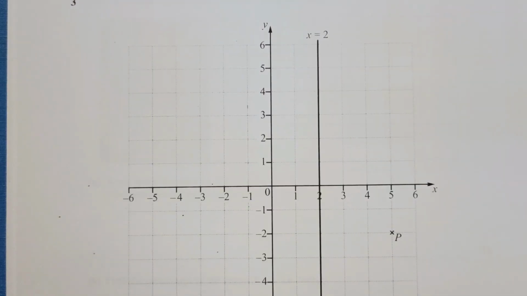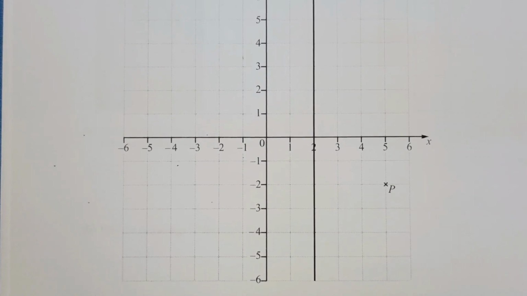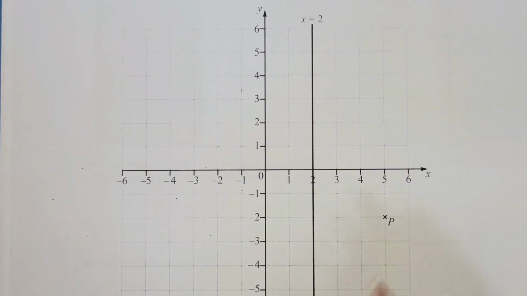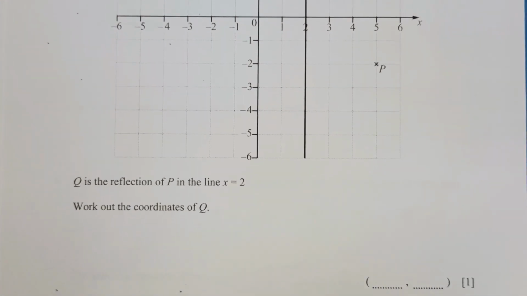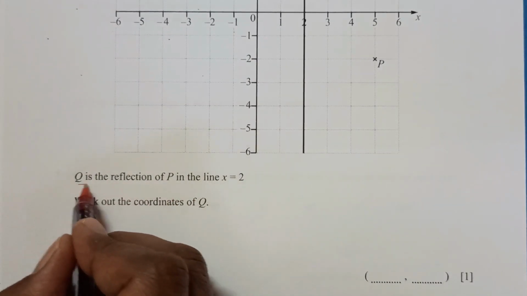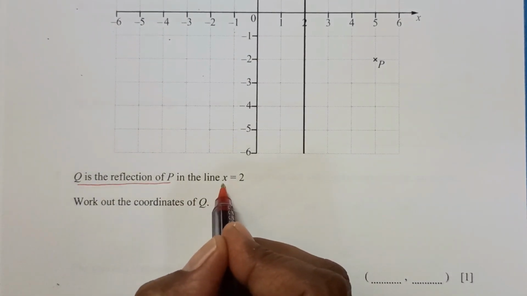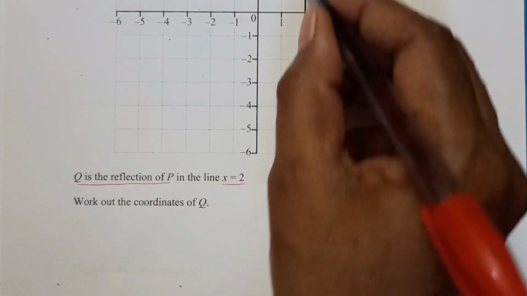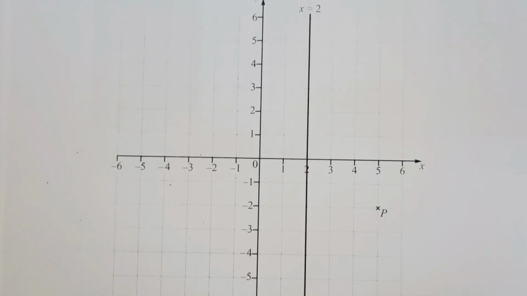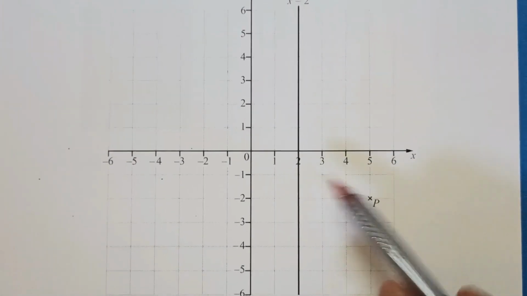Question 3. You are given this line here, which is x equals to 2, and we can see there is a point P here. Let's see the question. The question is, Q is the reflection of P in the line x equals to 2. So this is the line of x equals to 2. We are given this line. Let me show you here. So x equals to 2.